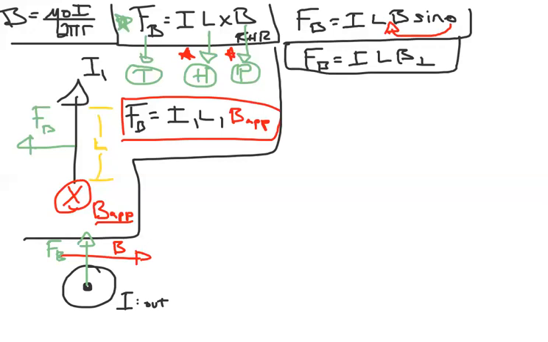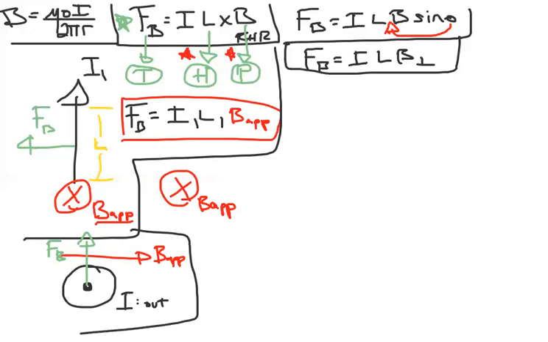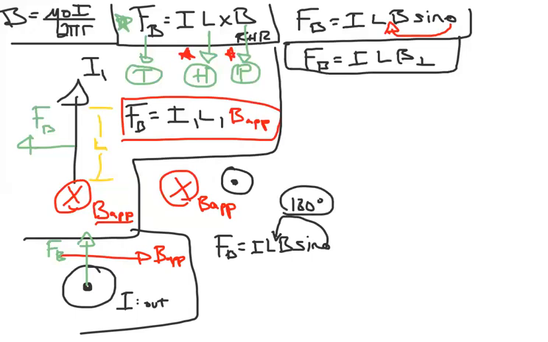And don't forget the things we can trick you on. Like what if I tell you that B applied is into the board. I didn't call that B applied, but that's what that was down there. I should have, because I'm trying to stay consistent for you. So let's say B applied is into the board, but current is out of the board. Well, if we have the equation, the angle between L and B is 180 degrees, and sine of 180 is 0, so 0 times all that, FB is 0, because they're in the same direction.